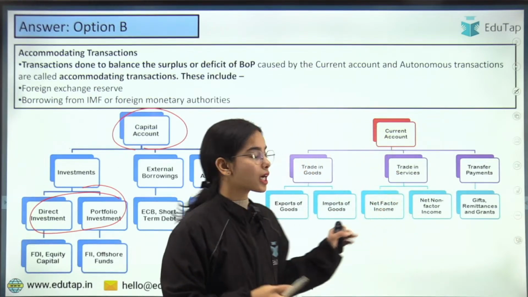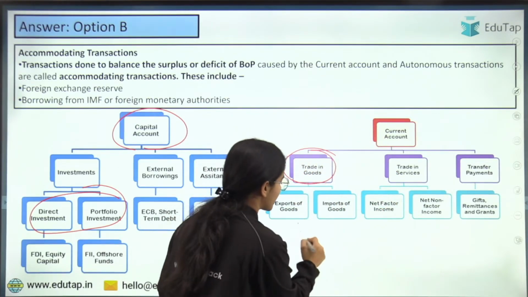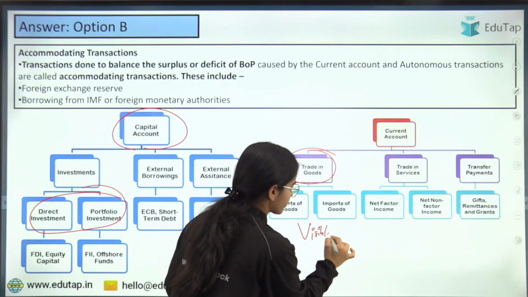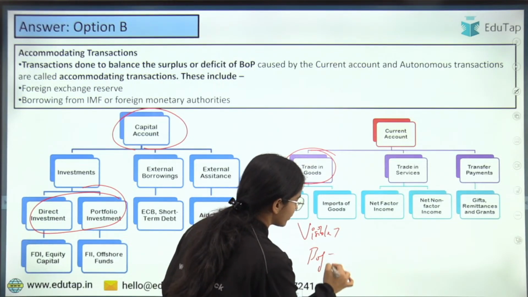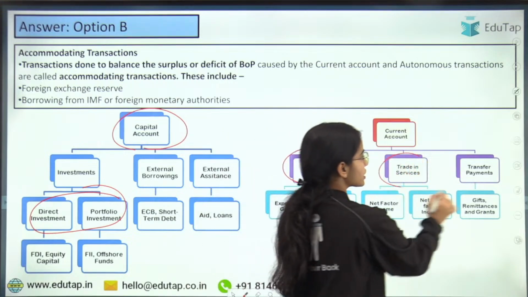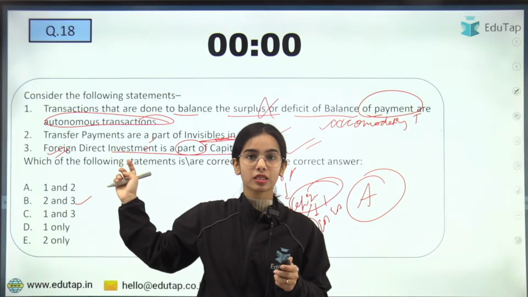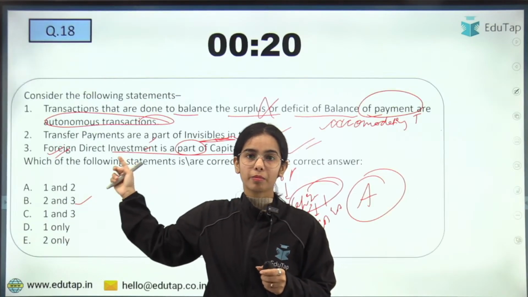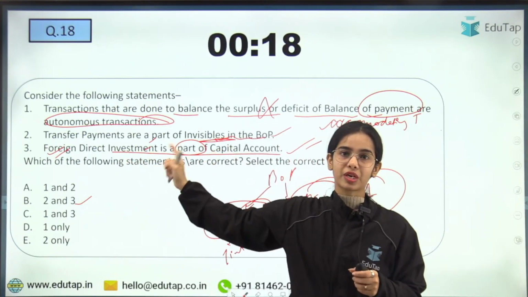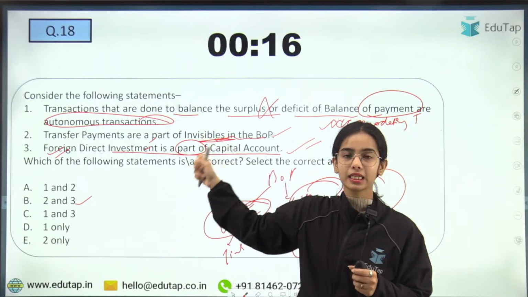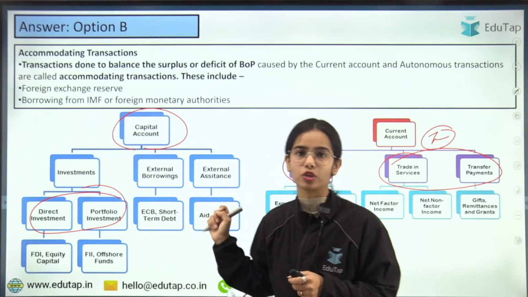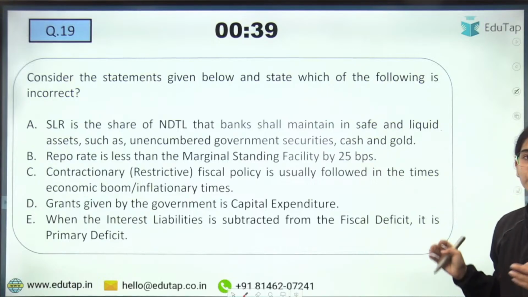And in the current account, you have trade in goods, which is also known as visible trade or balance of trade. The trade in services and transfer payments are the invisible trade. So transfer payments are a part of the invisibles. So second and third are correct, and that's why B was the answer here. Okay. Now coming to the next question.